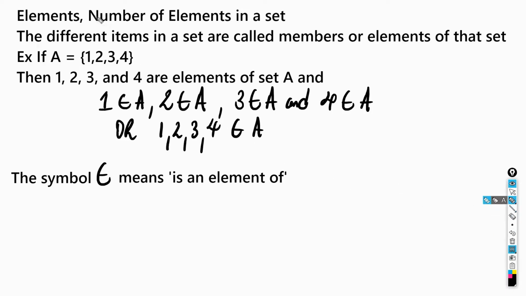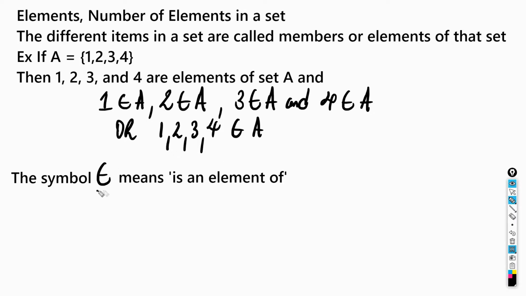All right, guys, so we're still in sets, and we're looking at elements and the number of elements in a set. It says the different items in a set are called members or elements of that set. For example, if A is equal to {1, 2, 3, 4}, then 1, 2, 3, and 4 are elements of set A. 1 is an element of set A, 2 is an element of set A, 3 is an element of set A, and 4 is an element of set A. Or 1, 2, 3, and 4 are elements of set A.